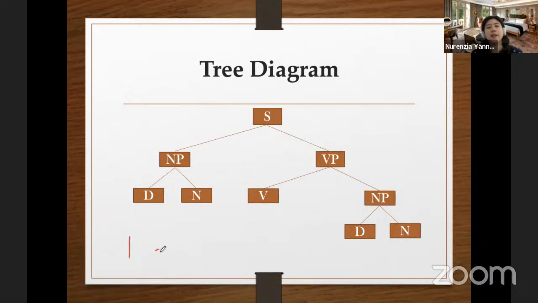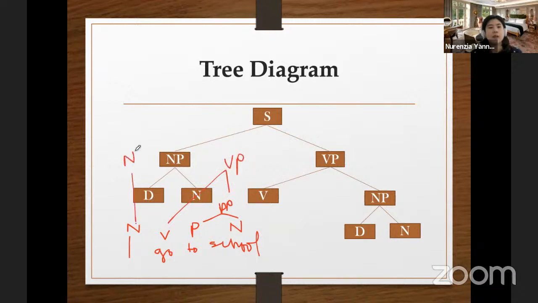For example, I go to school, yeah. You have to draw it from below. I is a noun, and then go is a verb, to is a preposition, school is a noun, and then P and N together, it is a prepositional phrase, and then V and PP here, it becomes VP, and then N here can form NP, and then NP and VP is a sentence.